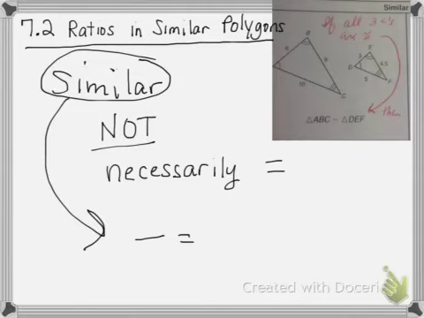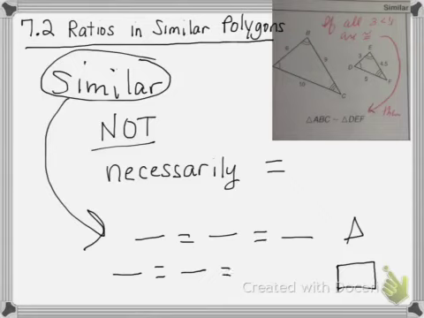If it's a triangle, we'll have 3 ratios. If it's a square or a rectangle, we'll have 4 ratios. Okay, so let's try one of these. Let's look at this example picture on the top here.